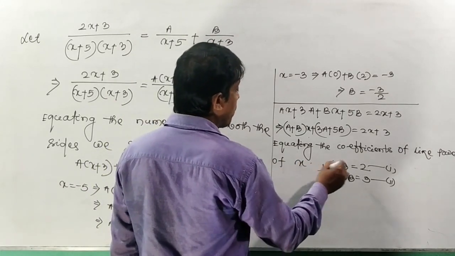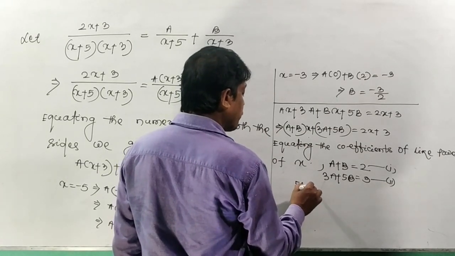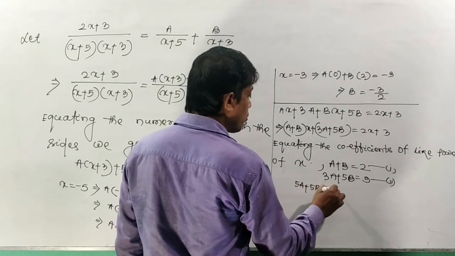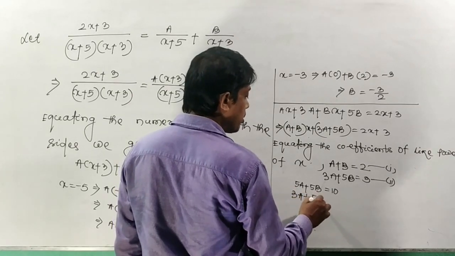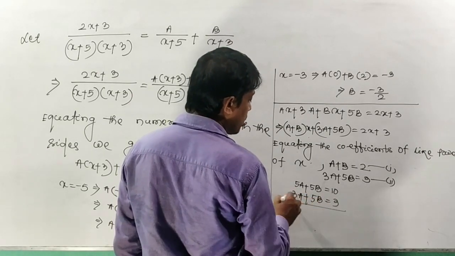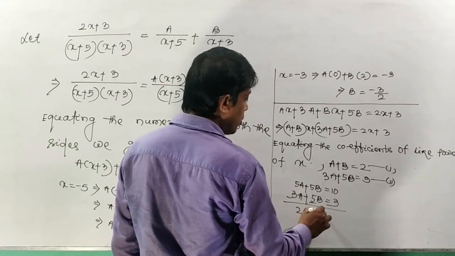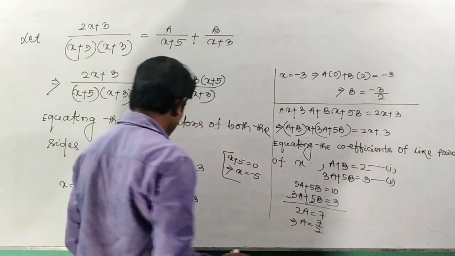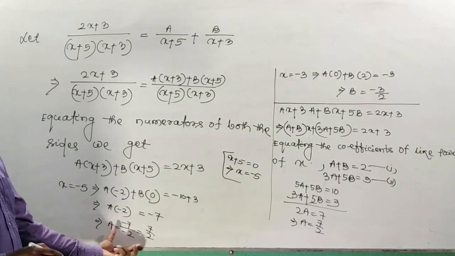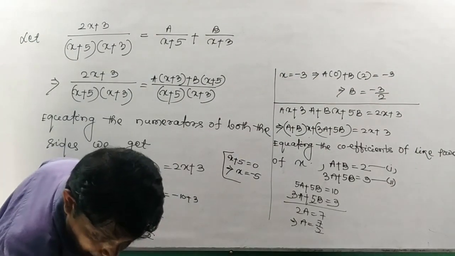Just multiply equation 1 by 5. 5a plus 5b is equal to 10. This is 3a plus 5b is equal to 3. If we subtract this, then 2a is 7, and a is 7 by 2. In this case, mark it. Also this is 7 by 2.